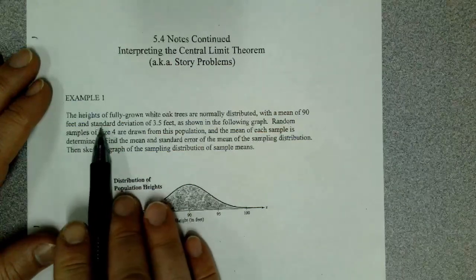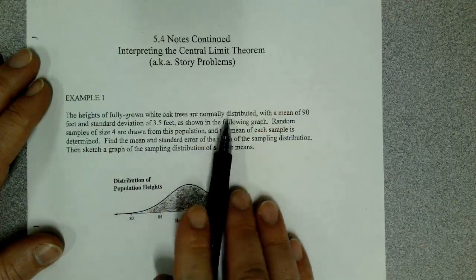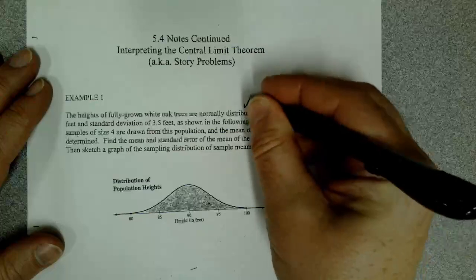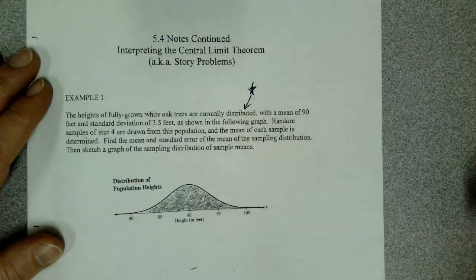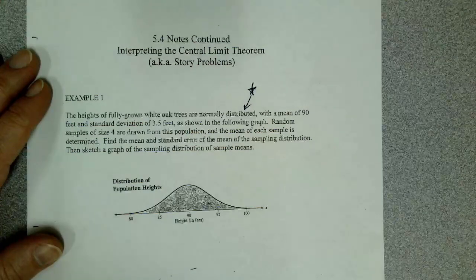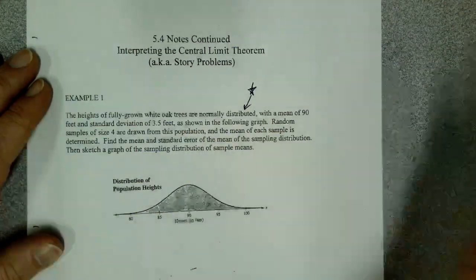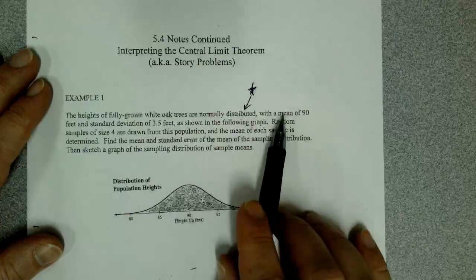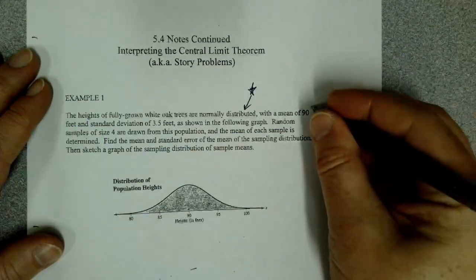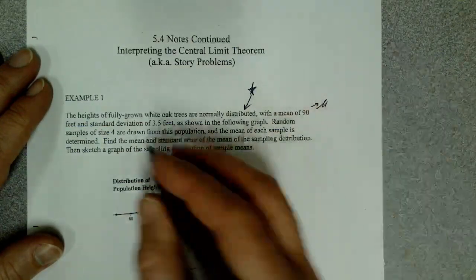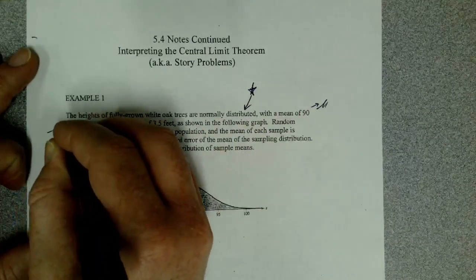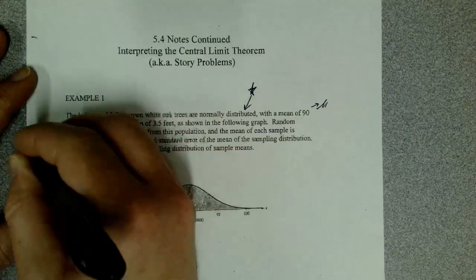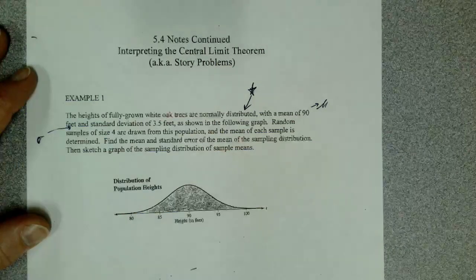So the heights of fully grown white oak trees are normally distributed. All right, that's pretty key. Remember, that's one of our characteristics we're looking for to tell us that we can use the central limit theorem. So if it's normally distributed, sample size doesn't matter anymore. So, all right, we got a mean of 90 feet. That is your mu. Standard deviation of 3.5. That is your sigma there, your standard deviation.